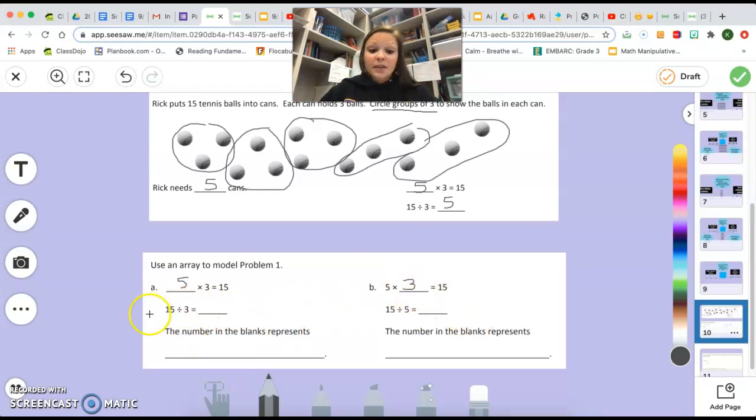Oh my goodness, we have the same numbers here for division. All we have to do is work backwards. 15 divided by 3 equals 5. And 15 divided by 5 equals, what's missing? 3.